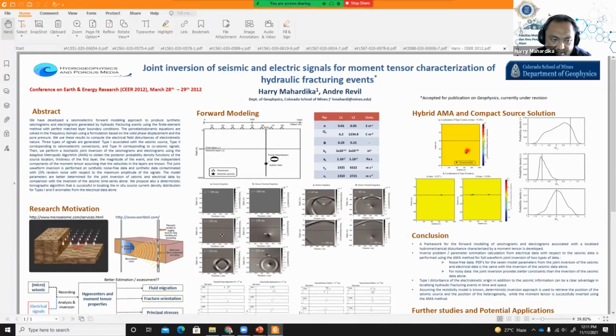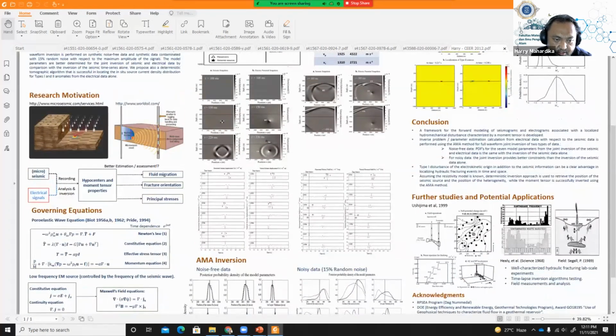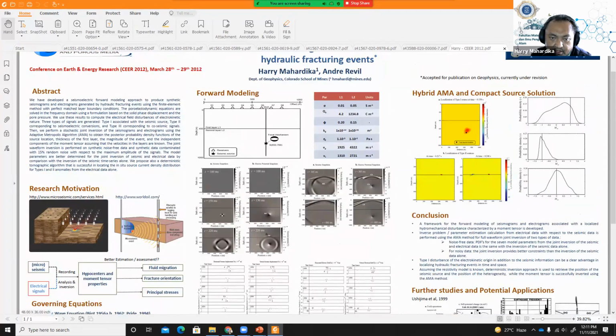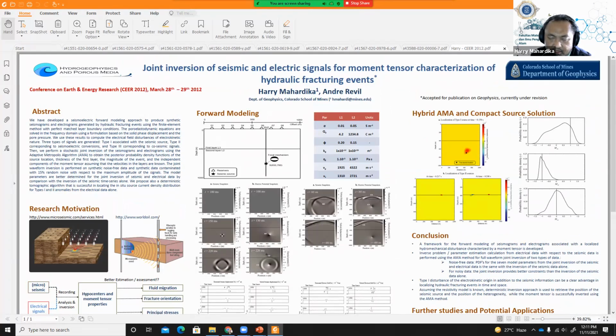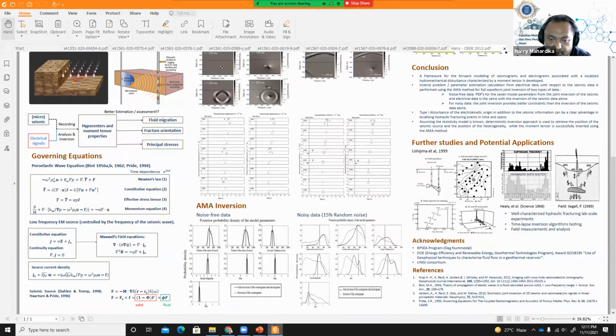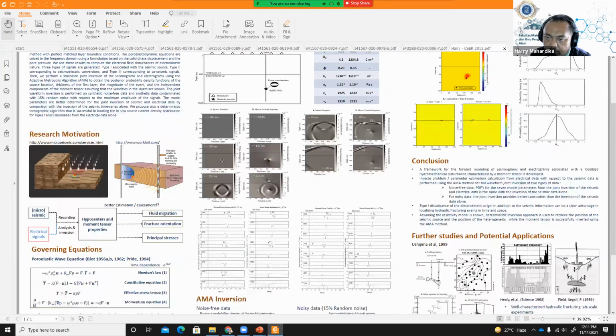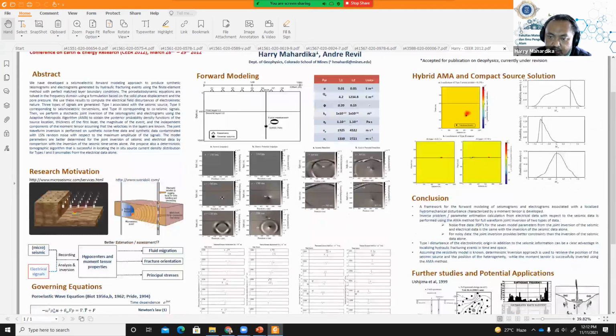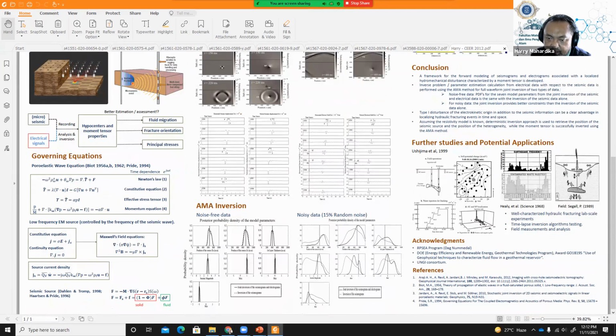You may make it short or not. And then here is the research motivation or the goals, and then these are the equations or the basics of the electrical and seismic data that I collect. And then this is what I computed or simulated. And then this is the forward modeling that I use. And then these are the results. And this is the inversion method from the synthetic data in order for me to locate the hydrofracturing events inside the second layer of a certain crust. And then the conclusion, further studies and potential application, acknowledgement, and references.